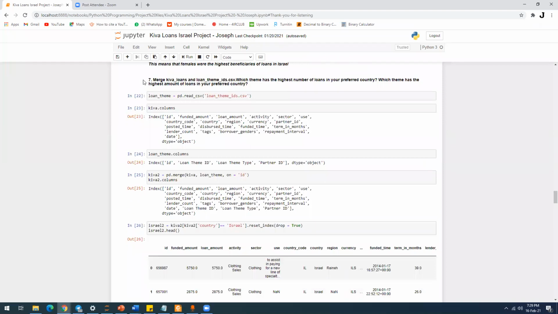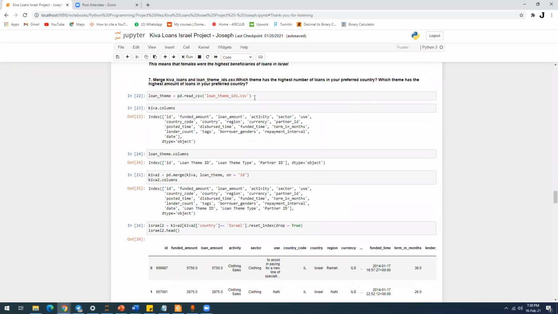After that, question number 7, merge Kiva loans. That was the original data set. Merge Kiva loans and loan theme IDs.csv. Which theme had the highest number of loans in your preferred country? Which theme has the highest number or the highest amount of loans in your preferred country? You can see they are different in a way, because which theme has the highest number? This is a value count. And which theme has the highest amount? This is a summation.